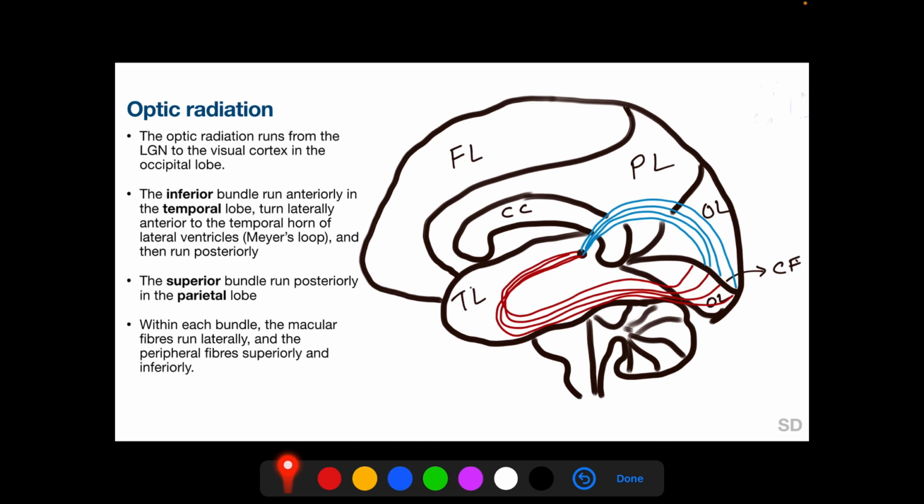The superior bundle of the optic radiation runs posteriorly in the parietal lobe and then reaches the primary visual cortex in the occipital lobe. So the superior bundle lies in the parietal lobe, and the inferior bundle lies in the temporal lobe, and the turning of the inferior radiation is called Meyer's loop. Within each bundle, the macular fibers run laterally and the peripheral fibers are located superiorly and inferiorly.